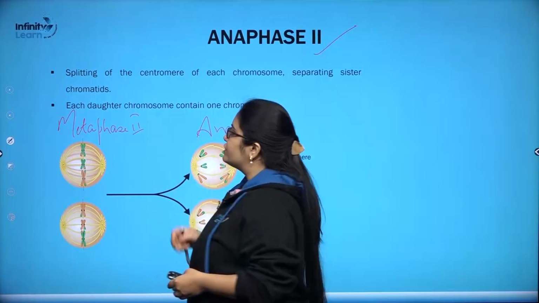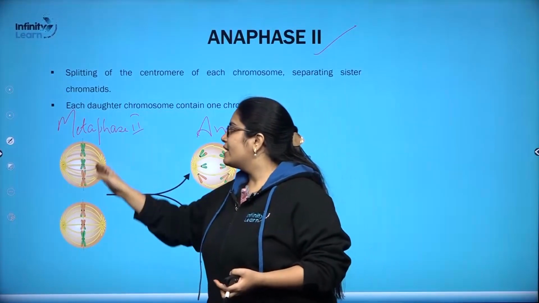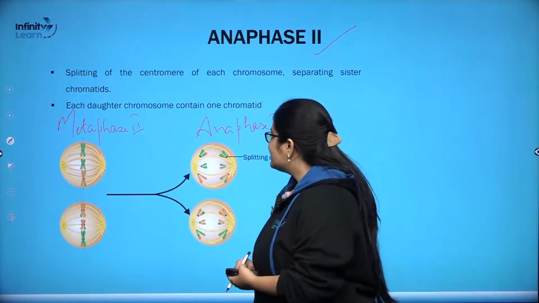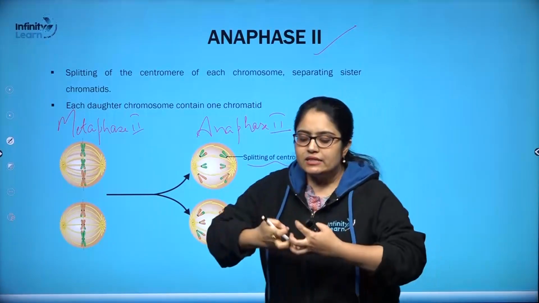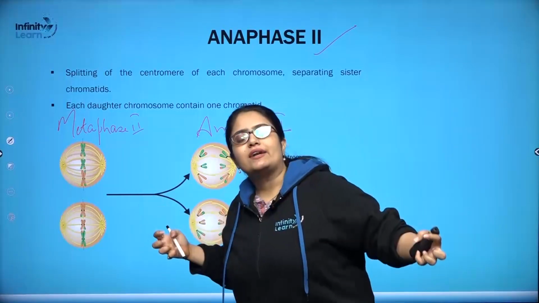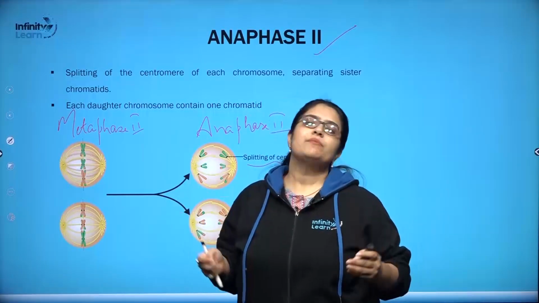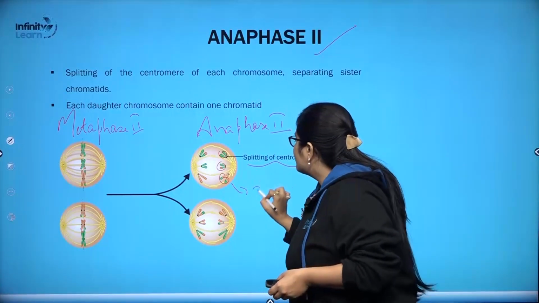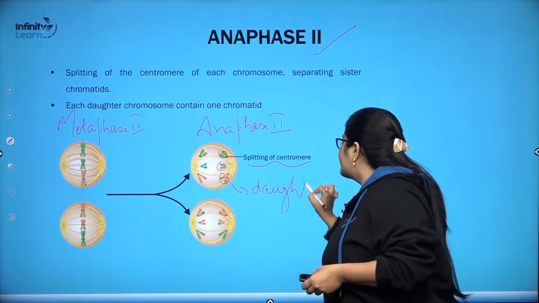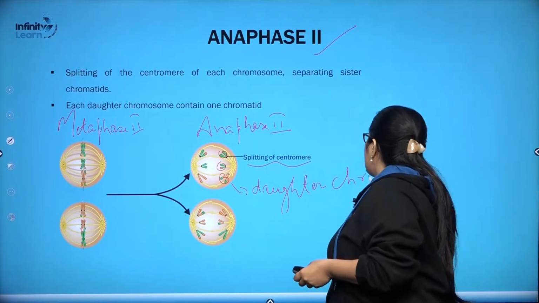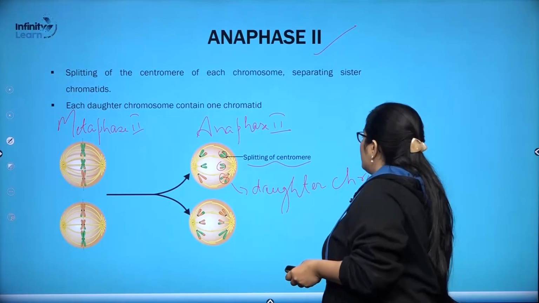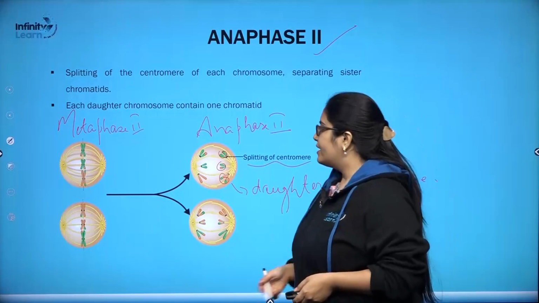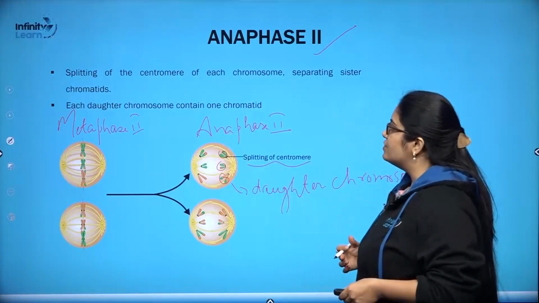And this is anaphase 2. So what is happening in anaphase 2, my lovely children? As we move from metaphase to anaphase, there is splitting of the centromere. As a result of the splitting of the centromere, the two sister chromatids are becoming separate and they start behaving as daughter chromosomes. So these are nothing but your daughter chromosomes, and each daughter chromosome, my lovely kid, will be made up of one chromatid, right? Half will move towards this pole and half to this pole.